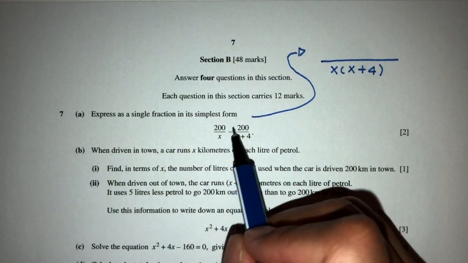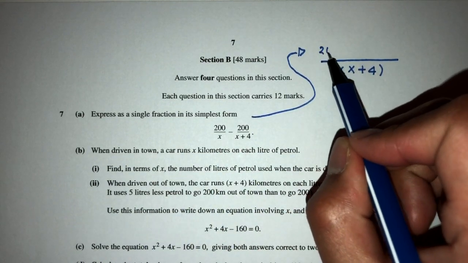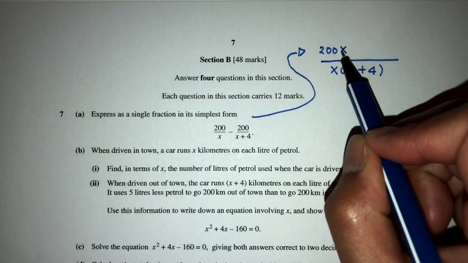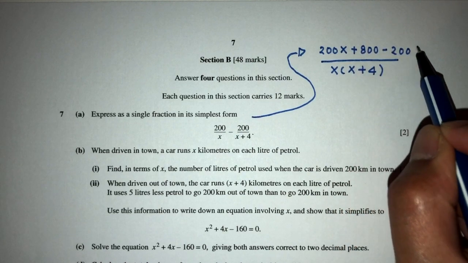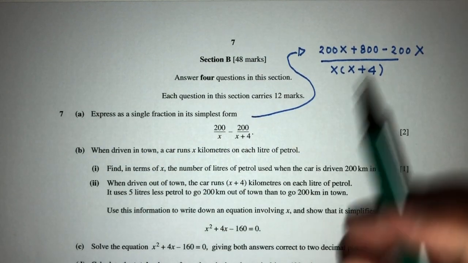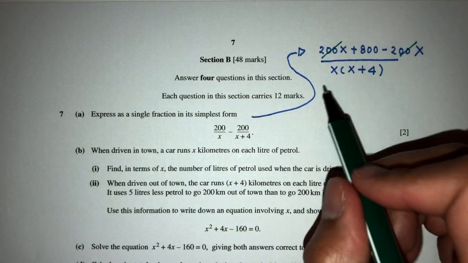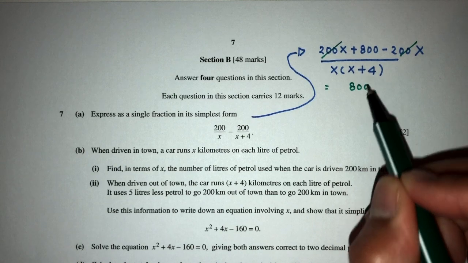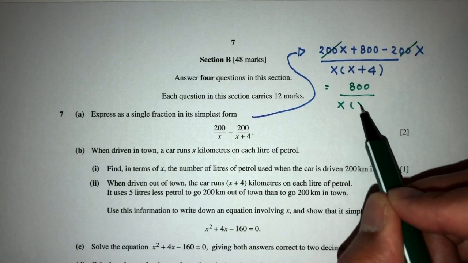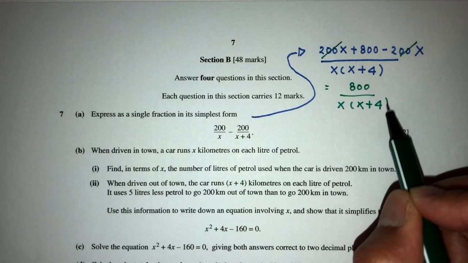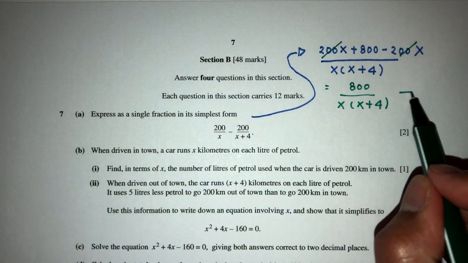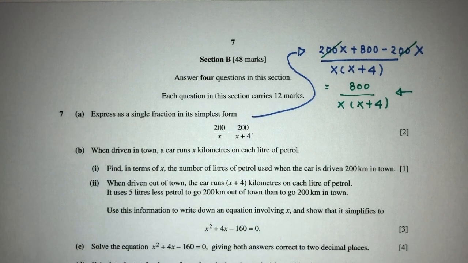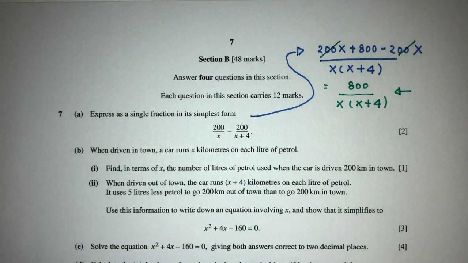Then we have to cross multiply. You will have 200x plus 800, then minus 200x. Then simplify, this will cancel out, so you will have 800 over x times x plus 4. Okay, here you go. That will be part A of your answer, which is as a single fraction in its simplest form. Obviously you can always expand that, but there's no need to do that.